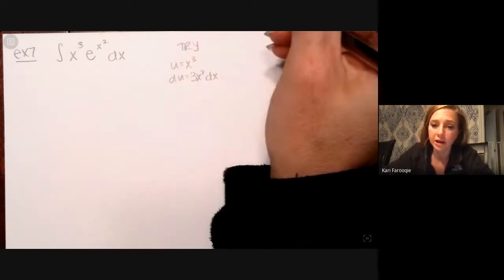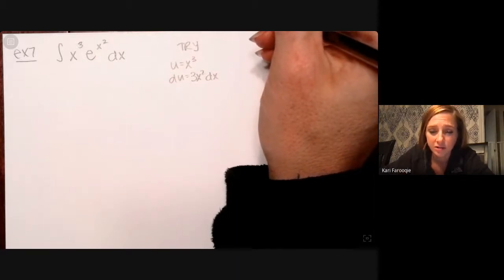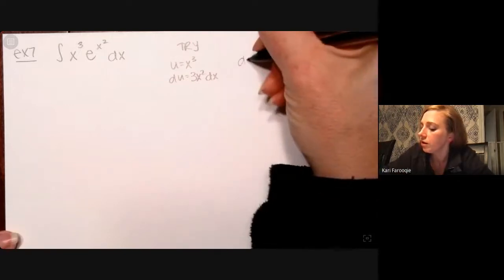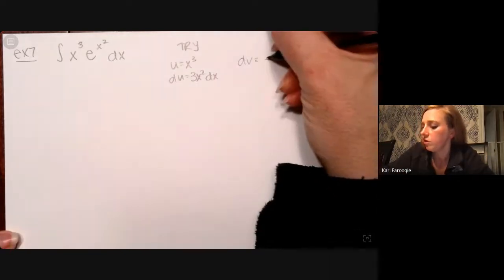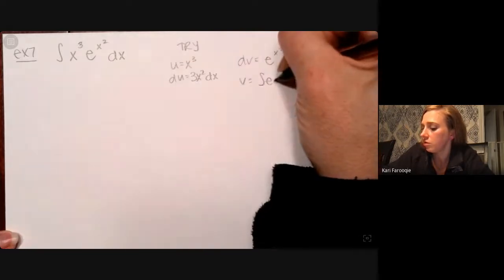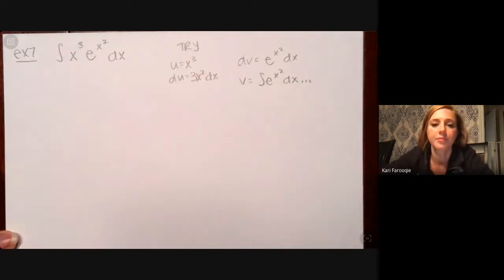And right off the bat, you would already kind of know this isn't good because I at least need to do parts 3 times at best case scenario. Okay, so then you would say, let's let dv be e to the x squared dx. v is the integral of e to the x squared dx. And then you're stuck. You're kind of just like, well, now what do you do?